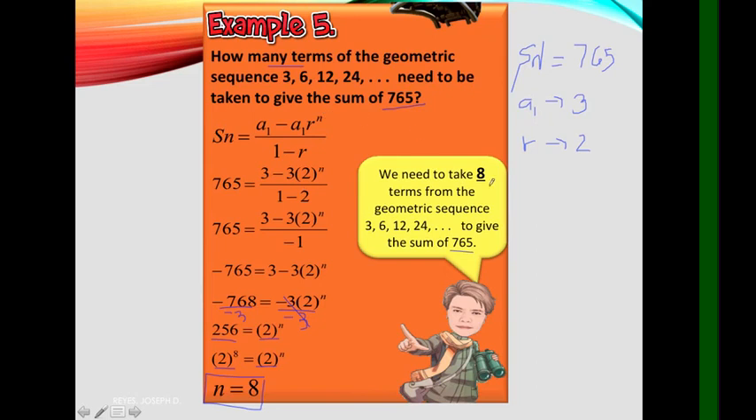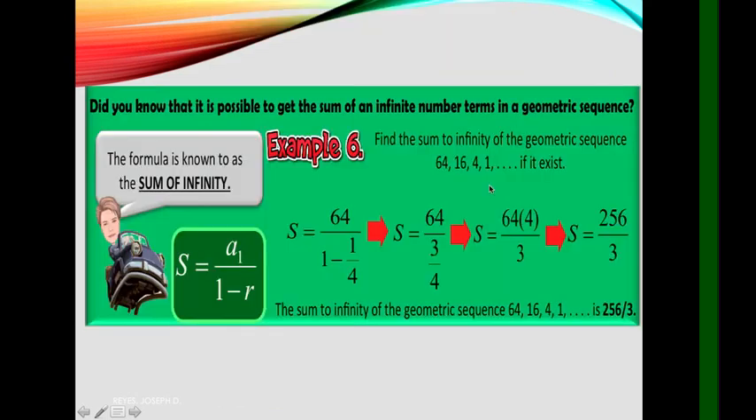Okay? And finally, did you know that it is possible to get the sum of an infinite number of terms in a geometric sequence? The formula is known to be the sum to infinity with the formula a sub 1 over 1 minus r. Find the sum to infinity of a geometric sequence. So, this is an infinity, right? Kasi wala siyang katapusan. No? Hindi mo alam kung hanggang kailan siya matatapos because it has ellipses or yung mga dot na yan. Mag-start siya ng 64, 16, 4, 1, and so on.